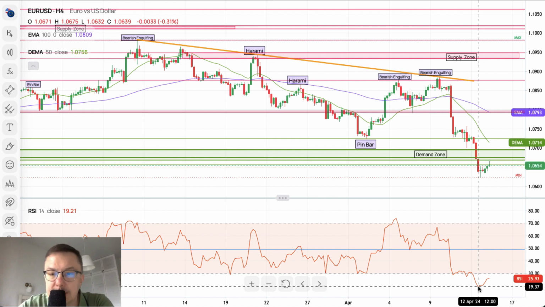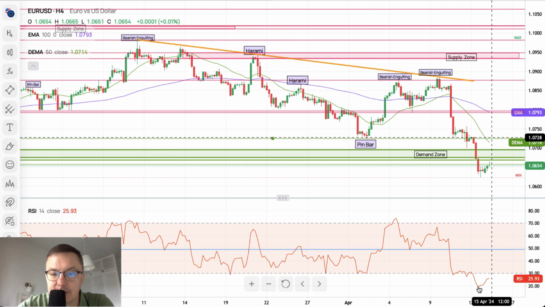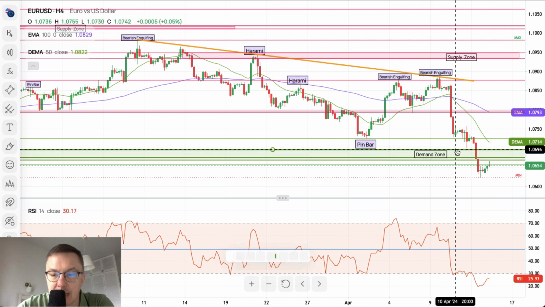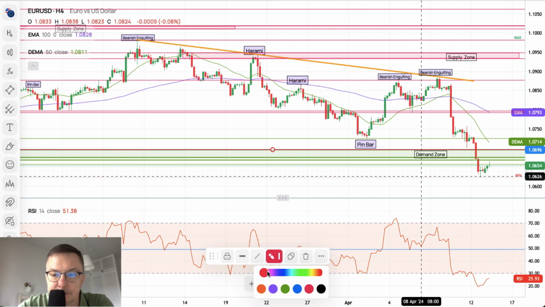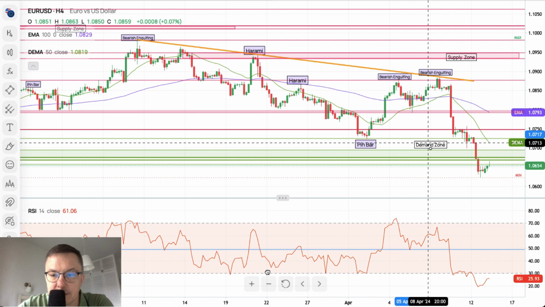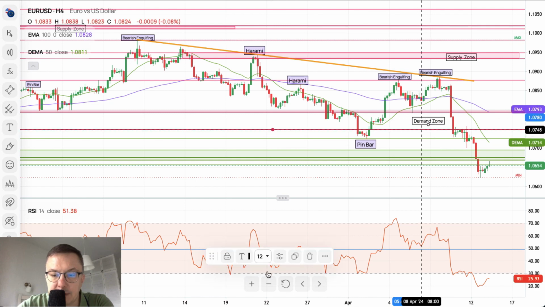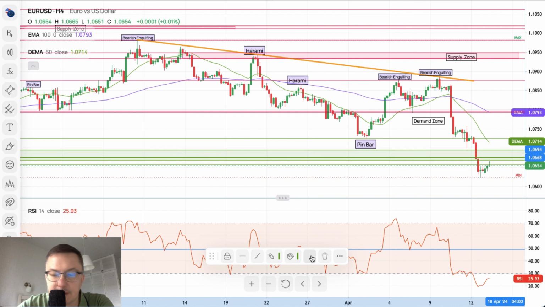So it looks like the market might now do some sort of reversal or maybe some sort of pullback, but now the demand zone will act as the supply zone. So we need to switch these levels for different ones. So right now this zone will be the supply zone. So it's exactly the same.